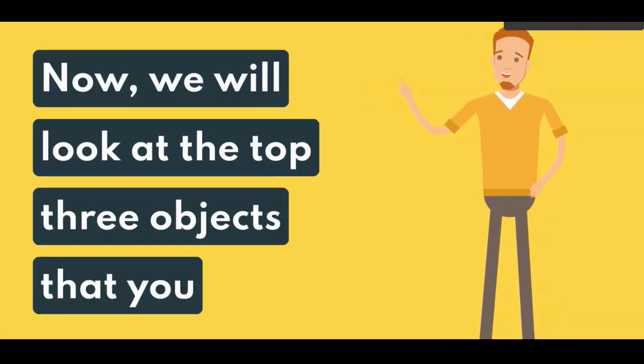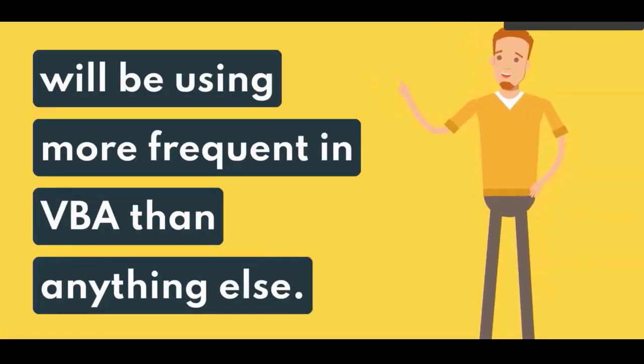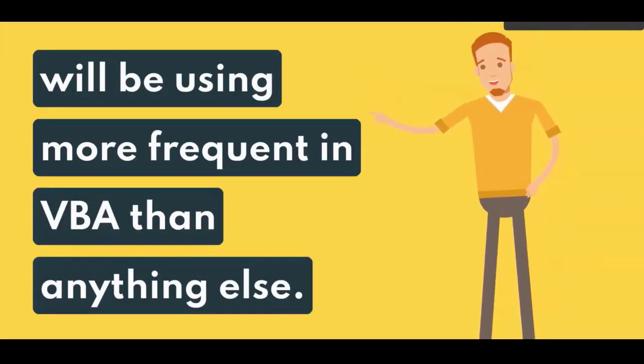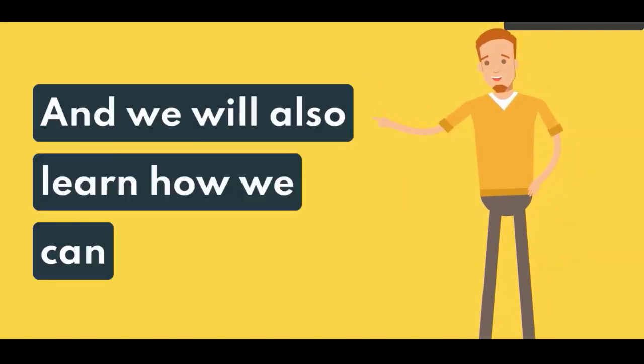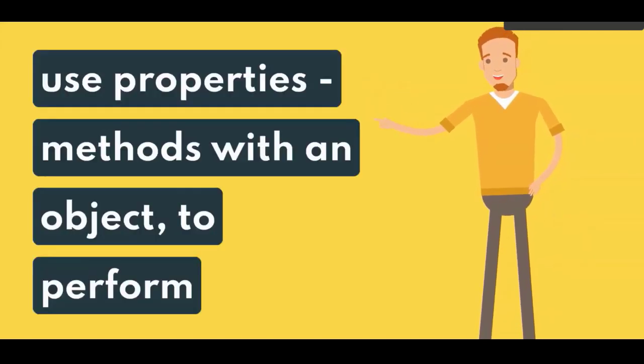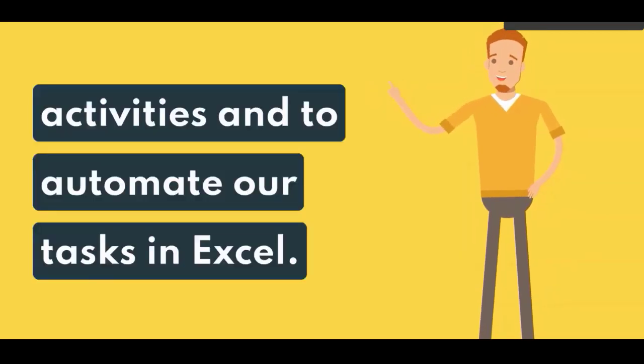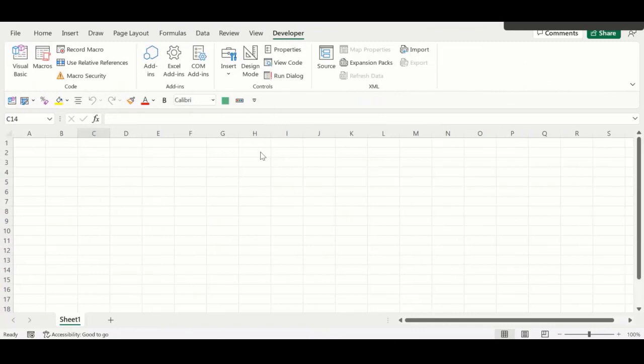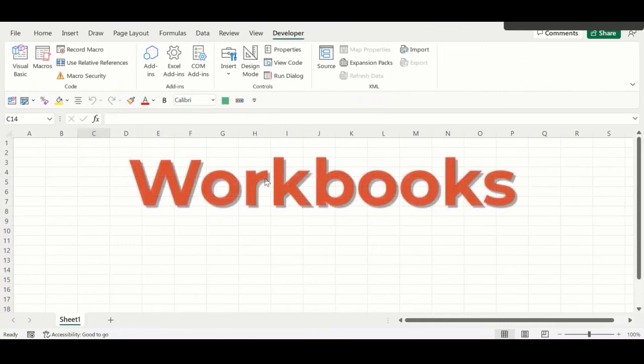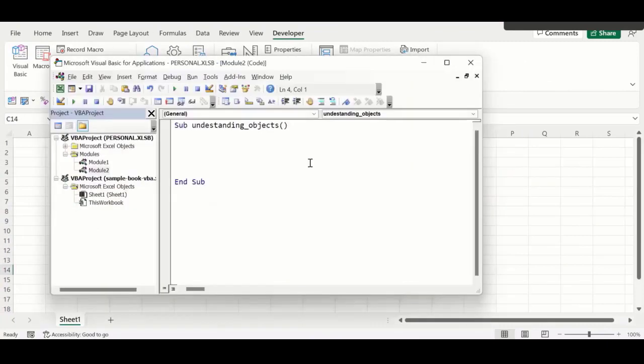Now we will look at the top 3 objects that you will be using more frequently in VBA than anything else. And we will also learn how we can use properties and methods with an object to perform activities and to automate our tasks in Excel. Alright, so let's try to use the workbooks object.